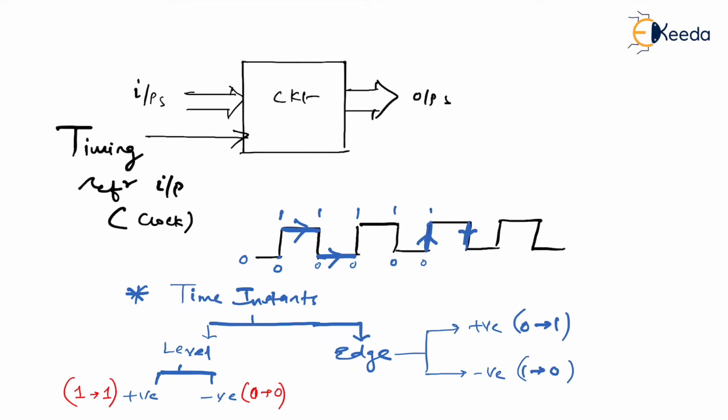So in a way what I am trying to tell you are the different time instants: positive level, negative level, positive edge, negative edge. Positive edge is also called a rising edge because look at the arrow of the positive edge, it is transiting from 0 to 1, so the arrow is upward. Therefore, positive edge is also called a rising edge. Whereas when I'm talking about negative edge, look at the arrow of the negative edge, it is going down, therefore it is also called a falling edge.